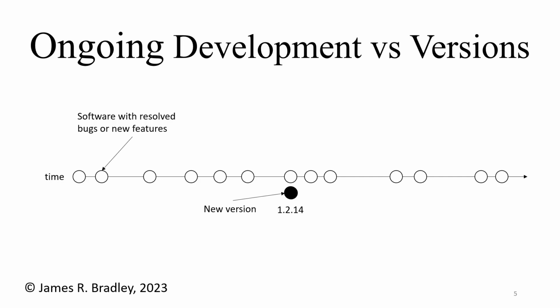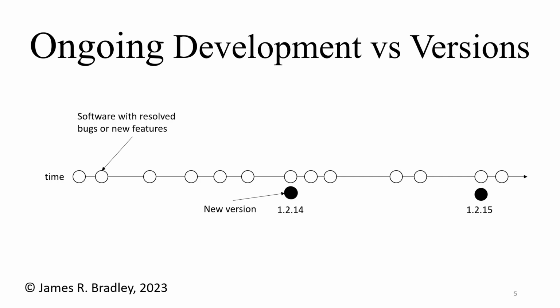And typically what happens periodically, when the developers think that there have been enough new features added, or a significant number of bugs, or even one important bug has been resolved, then a new version is released. What's represented here is the new version 1.2.15, which would be a very minor improvement over the prior version release. So there is a distinction between ongoing development, where bugs are resolved or the program is improved, and the new releases.